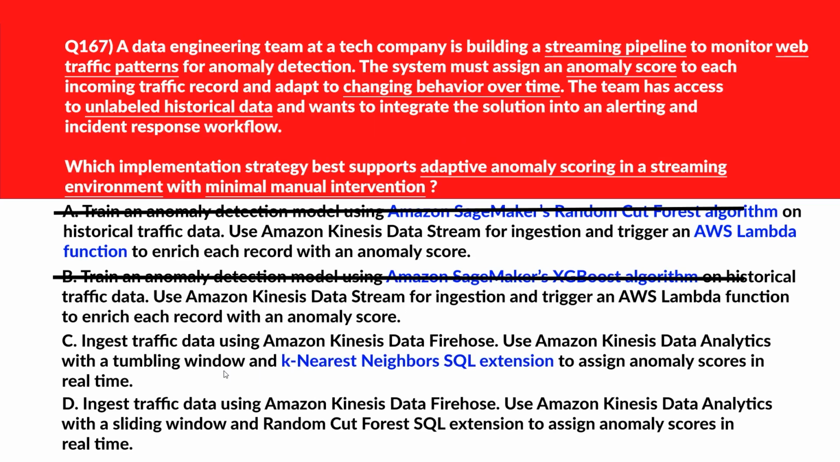C, if you look, uses KNN SQL extension to assign anomaly scores in real time. KNN lacks native support for evolving pattern detection in streaming data. Therefore, wrong answer. We'll now move to option D.